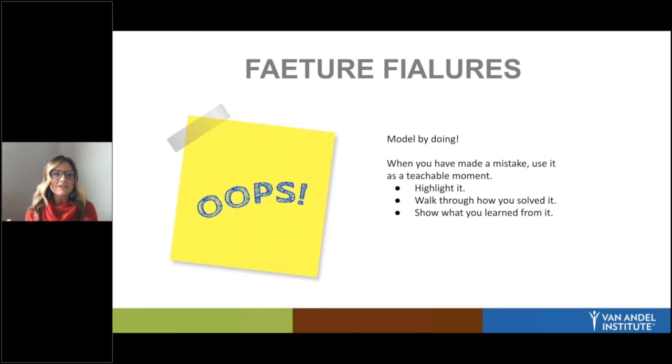The one thing I like to start with is feature failures. Now, you probably noticed something is wrong up there, and it's the spelling. Of course, we want to model by doing. So we want to make intentional mistakes, but also not intentional mistakes. But this was an intentional mistake. When we do this, we want to highlight them. We want to point them out. And we want to show that we're not afraid to make mistakes. We want to do this in front of our students. It really helps them understand that mistakes can be a really positive thing from which growth happens. So walk through how you solved it and show them what you learned from it.